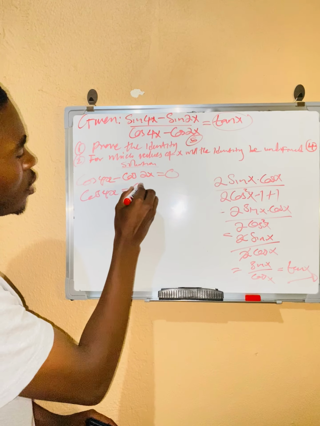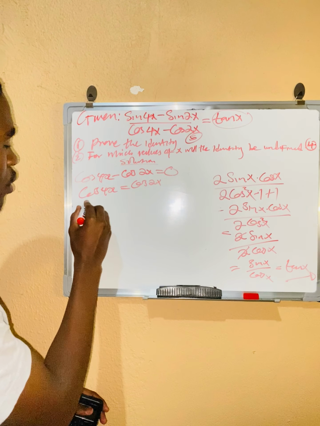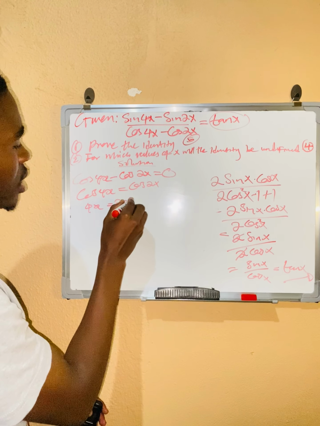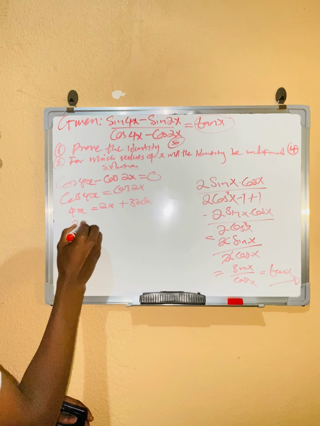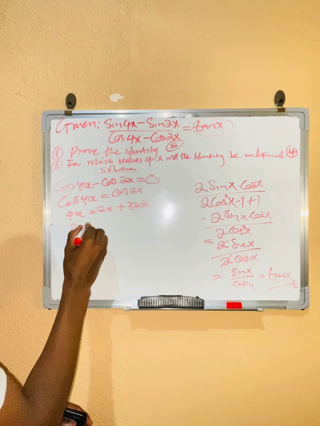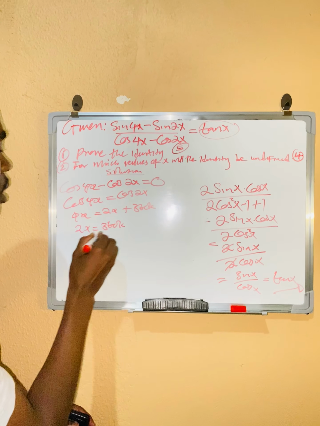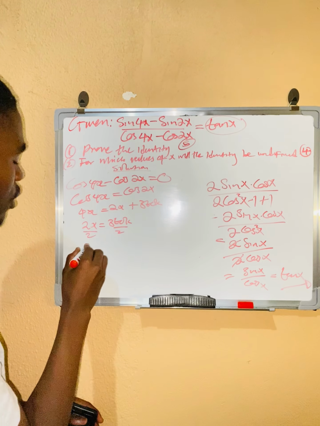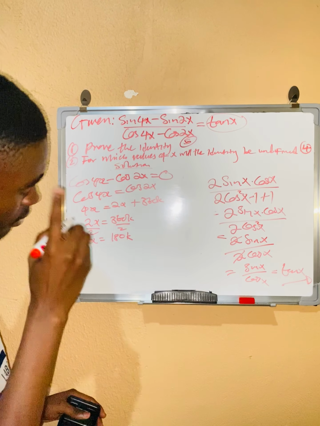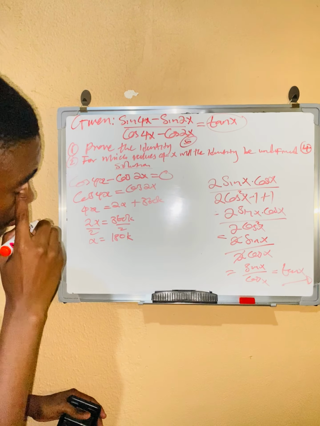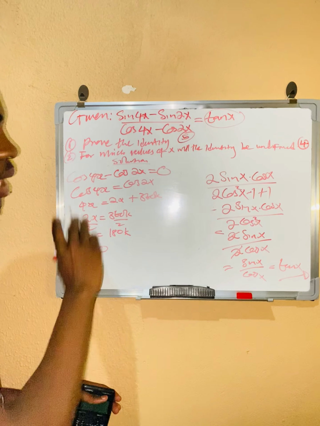So what do you do? It means we're going to equate the angles. We're going to have 4x equals 2x plus 360k, where 360k is the period of cos. We take the 2x outside and subtract, and we're left with 2x equals 360k. We divide everything by 2 and we have x equals 180k. Therefore x is going to be 0. It means if x is 0 here, everything here is going to be undefined.